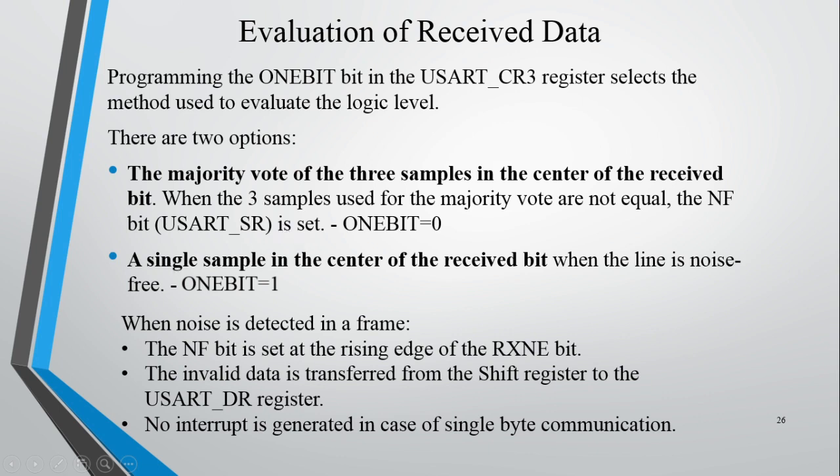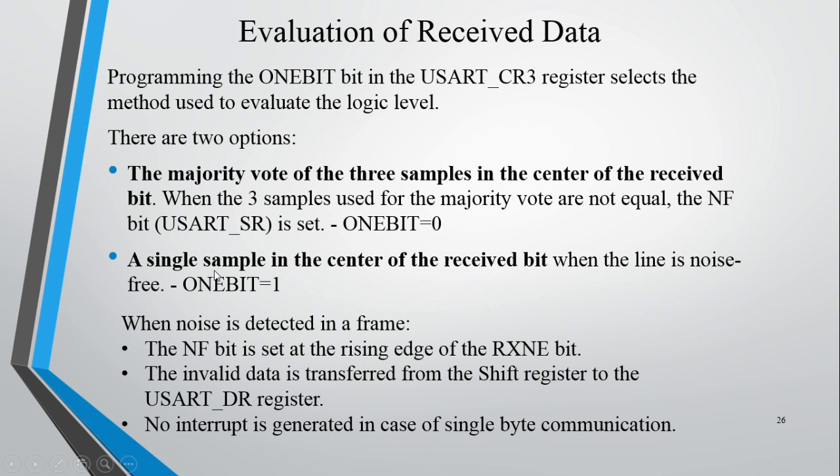Then the next option for evaluation of received data is a single sample in the center of the received bit. So here 3 samples in the center of the received bit will be taken, or you can configure it so that only 1 sample from the center of the bit is taken. If that 1 bit is correct, it is taken as valid data, or else invalid data. So how will you configure the single sample configuration? By configuring one bit as 1, you can select the evaluation of received data as the single sample method.